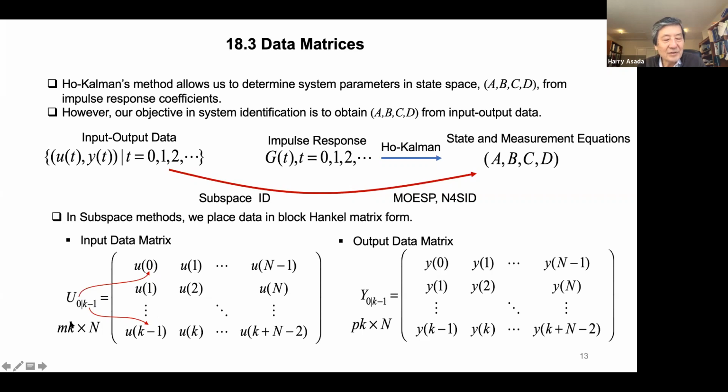The dimension of this is as follows. The input vector dimension is M, with P outputs, so a multi-input, multi-output system. For the inputs, you put the K time sequence, so this one is M times K, and you have N column vectors in place. And this one is P times K.